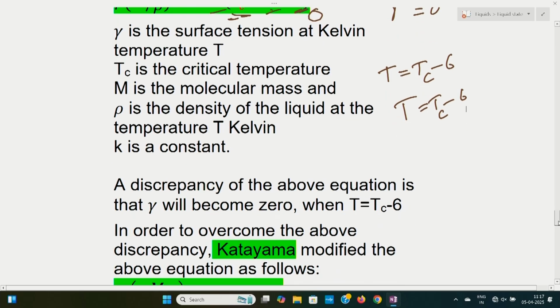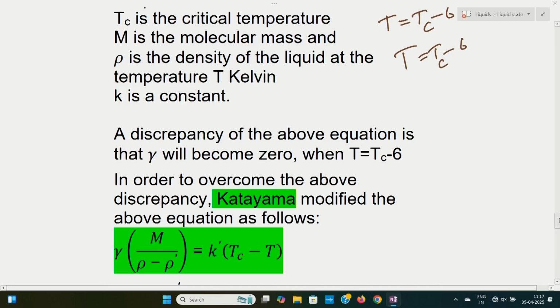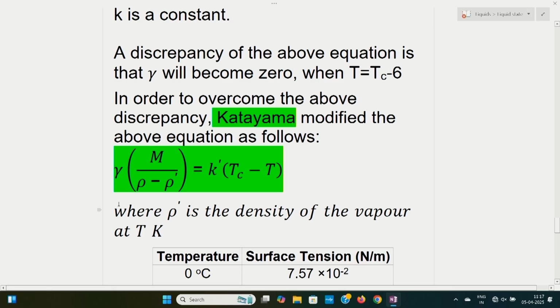Therefore, in order to avoid this, Katayama modified this equation, and this equation is gamma into (m by (rho minus rho dash)) is equal to k dash into (Tc minus T). This is the Katayama modified equation, where rho dash is the density of the vapor at temperature T Kelvin.